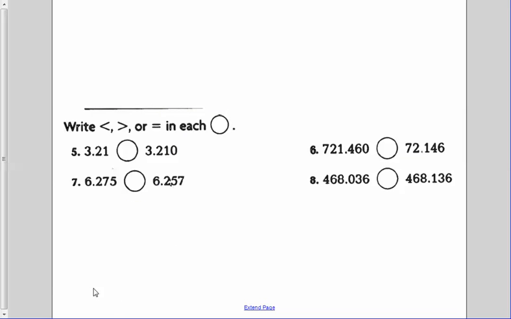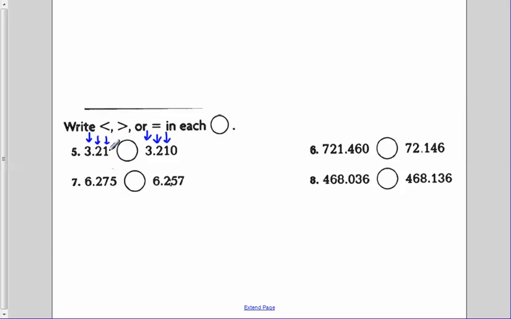Now we need to compare these, but we don't have a place value chart. So we need to know, all right, how can I do this just by looking at it? Well, looking at it, I look at my place values. Starting at my ones place, I have a 3, and I have a 3. And then in my tenths, I have a 2 and a 2. In my hundredths, I have a 1 and a 1 on the other side.